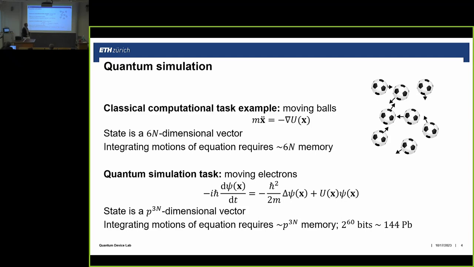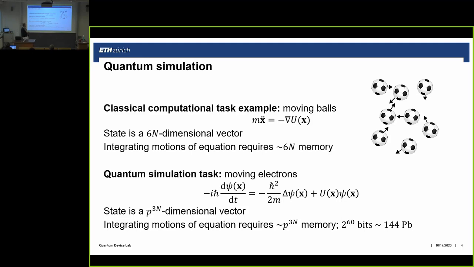So each body, each ball, has a position and a velocity, and space is three-dimensional, so you have roughly six numbers that you need to store per object. With three N degrees of freedom, that's six N numbers, and that's how you do a typical simulation. Now, if you're doing quantum mechanics, I don't know how many of you have done quantum mechanics, but let's suppose all of you, then you probably know that it is Schrödinger's equation that governs the mechanics.